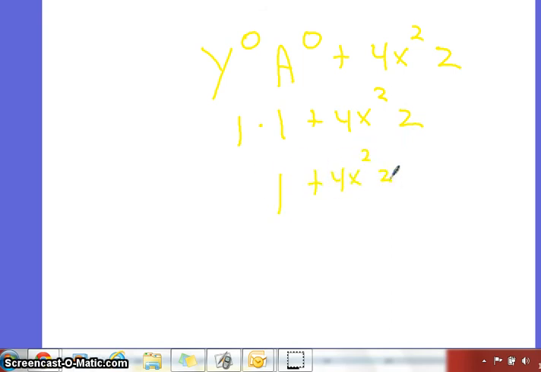And it's not just 4x squared z, because that 1 didn't go away. 1 times 1 is still 1, and it needs to be there. It's valuable, and it should not be left out. Hope that helps.